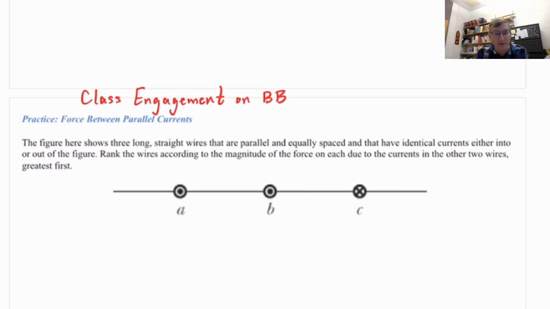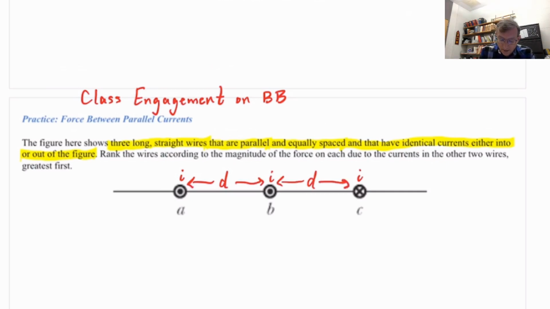For the force between parallel currents. And it goes like this. We have three long, straight wires that are parallel to each other and equally spaced. And you can see them there. You're looking at them from the end on. Okay? And they have identical currents that are either into or out of the figure. The dots represent current coming out of the screen towards you, and the X represents current going into the screen away from you. Let's just say that current is I. The same I. But look at the directions of them. Let's say the distance between neighboring wires is D.